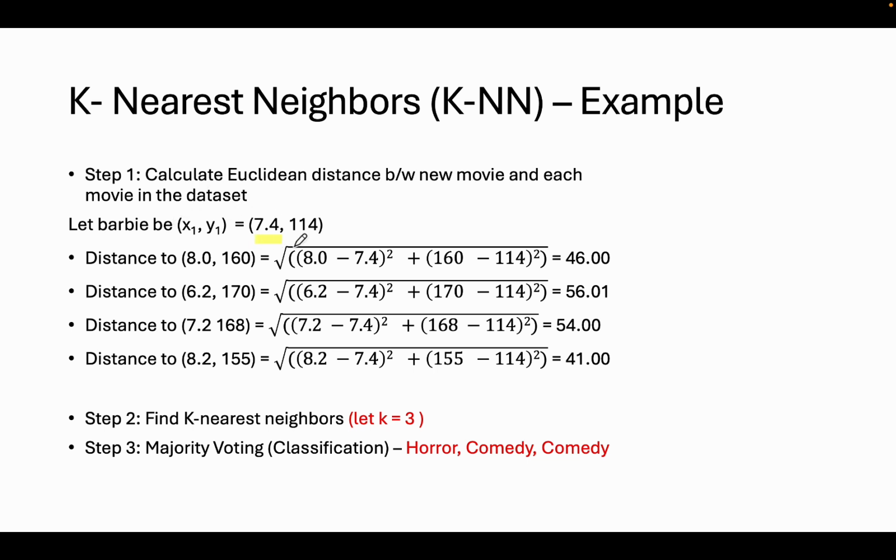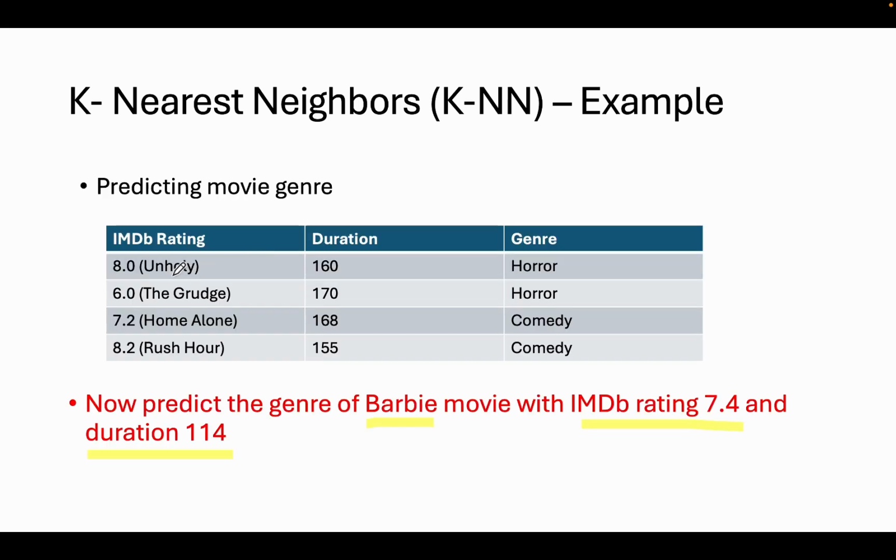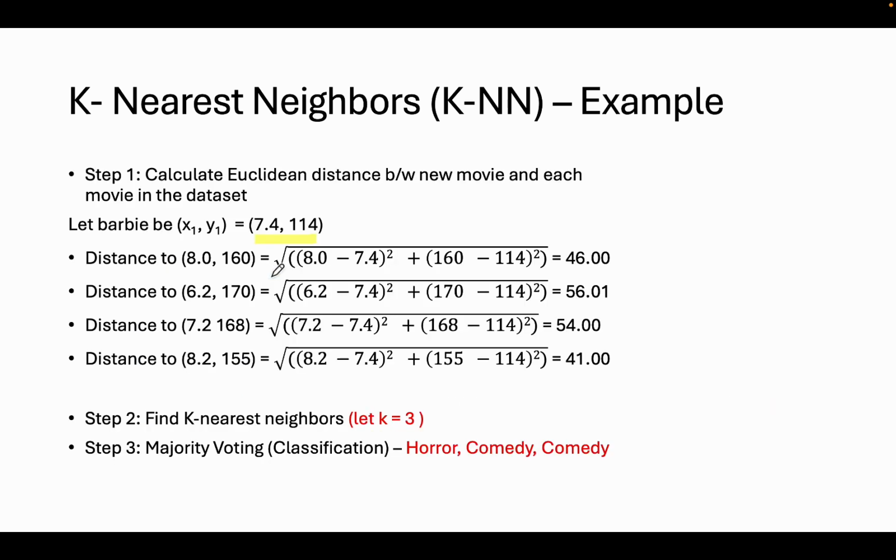So the Barbie movie has these attributes, so we have added these, and we have to calculate the distance of this one with these. So for example, 8.0 and 160-minute duration is of this unholy movie. We'll put this value in the equation, square root of (x2 minus x1) squared plus (y2 minus y1) squared, and then we calculate the value for each of the data samples like this.